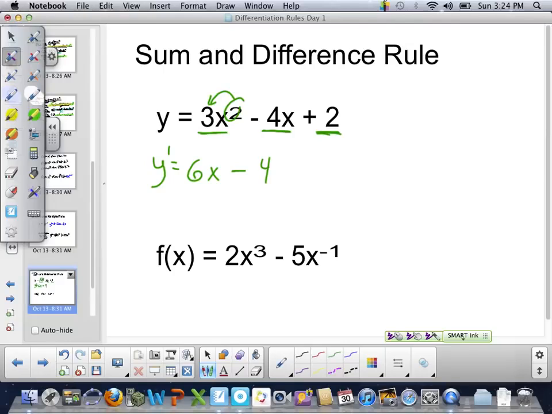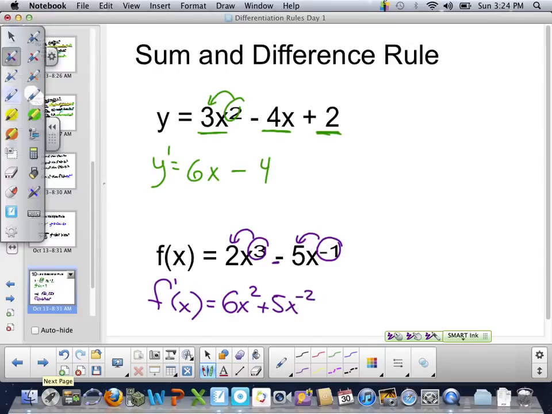For f of x equals 2x to the 3rd minus 5x to the negative 1. Even though it's negative, you can still use the same rules. All right? The 3 times the 2 will give us 6x, power down to 2, 6x squared. Negative 1 times negative 5 will give us positive 5. And then the negative 1 will power down because it's negative. We're going the other way. We get negative 2. So when f of x equals 2x to the 3rd minus 5x to the negative 1, f prime of x equals 6x squared plus 5x to the negative 2.